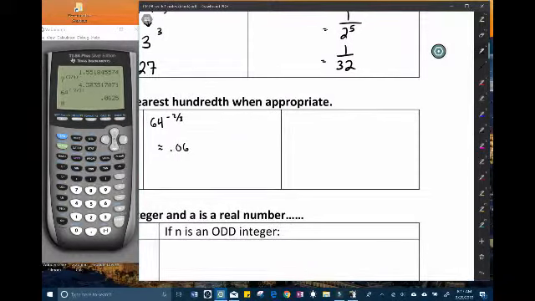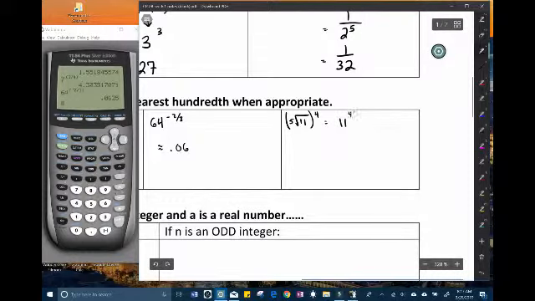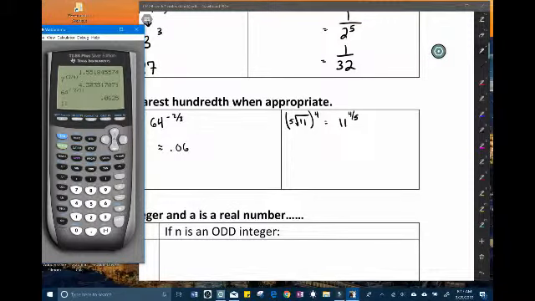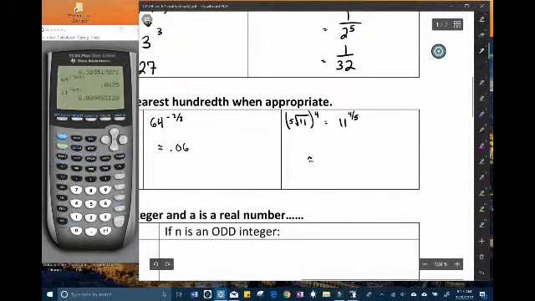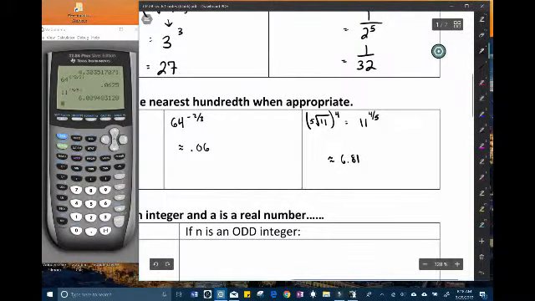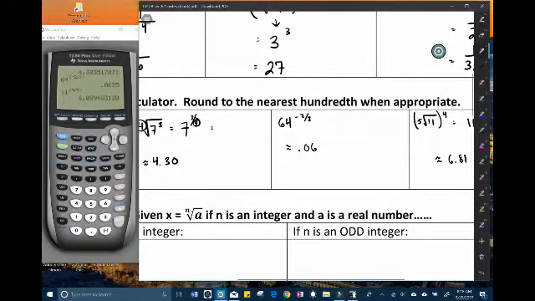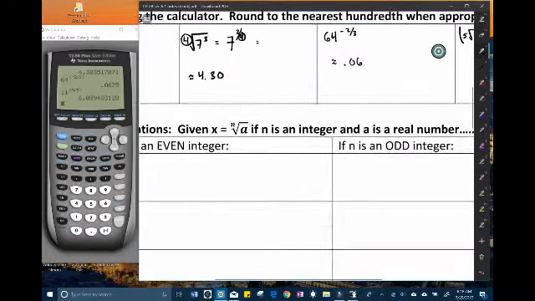And then lastly, 5 square roots of 11 to the 4th. Let's just rewrite this as a rational, so 4/5, and just type that in, 11 to the 4 divided by 5, and we have approximately 6.81. So you can also use your calculator to solve these here. Sometimes I want an exact answer, other times not.